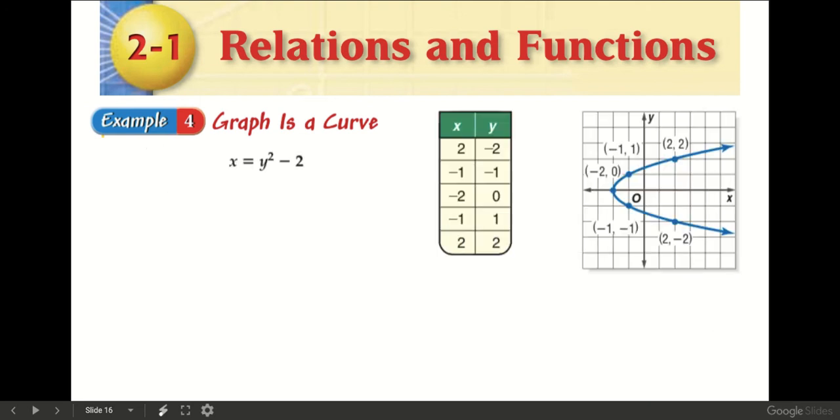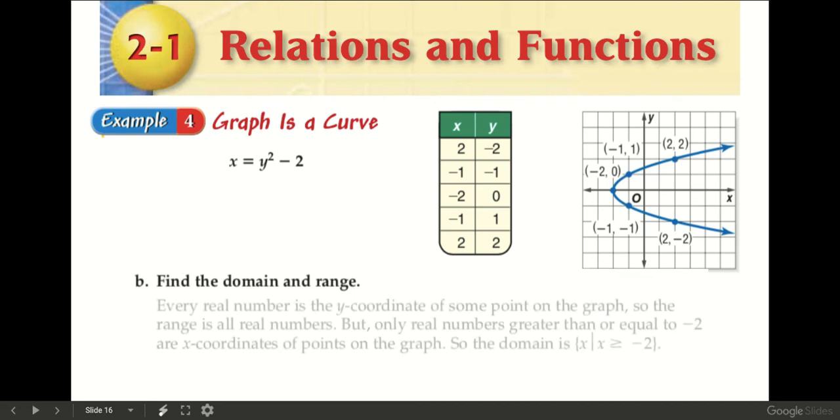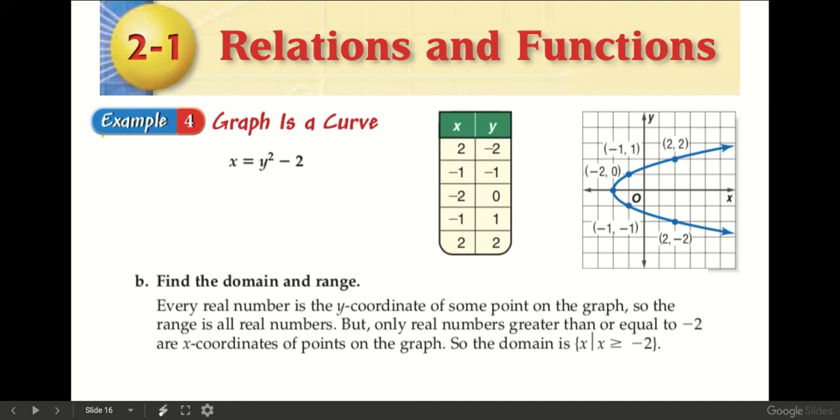And then I would take that graph and see if I can find the domain and range. So here the domain is all the x values. It doesn't go off to negative infinity because the furthest left it goes is negative 2, but it does go to positive infinity forever. So my domain would be all x values greater than or equal to negative 2. All my x values have to be equal to negative 2 or greater.